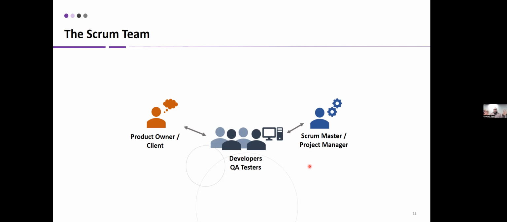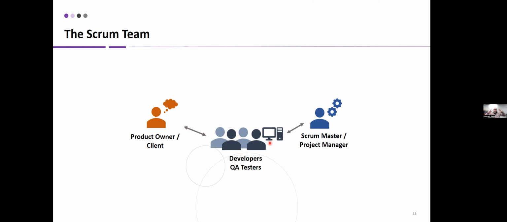In terms of how a Scrum team is structured, you have the team, the developers and the testers and so on. And then you have a Scrum Master, project manager. You have a product owner, usually from the client side. The Scrum Master is the one responsible for the process. The product owner is responsible for the product. And then you have the team who's actually implementing this product.